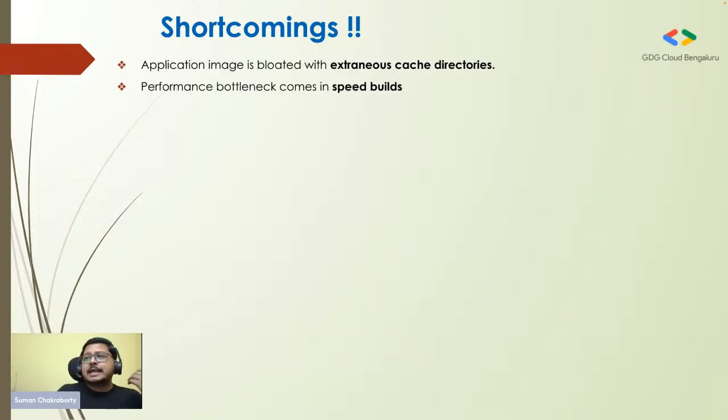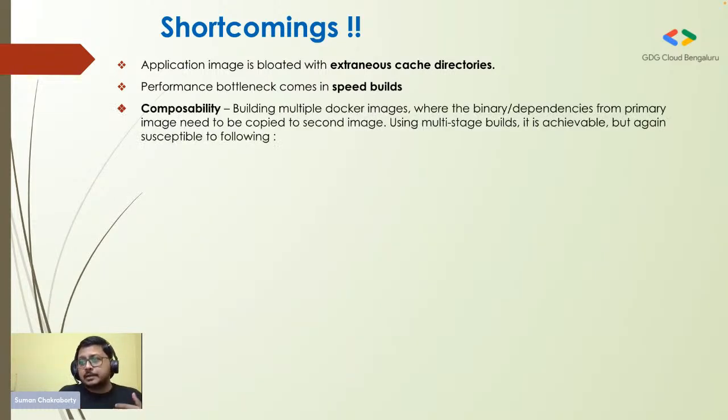The most important thing is that the application image that you create is almost bloated with extraneous cache directories, which are not required, and this sometimes becomes a performance bottleneck when you are building a very large image during the building phase. The next thing comes about composability.